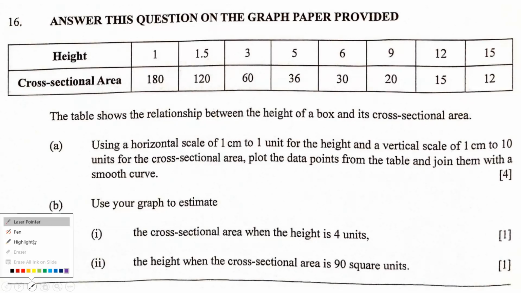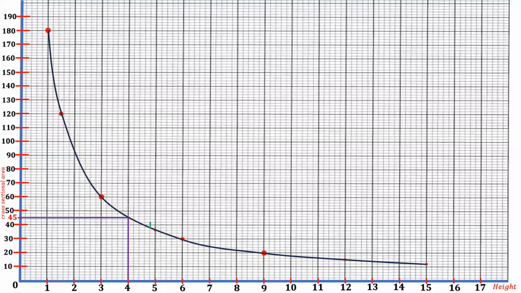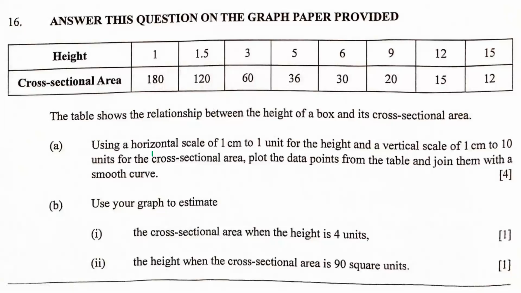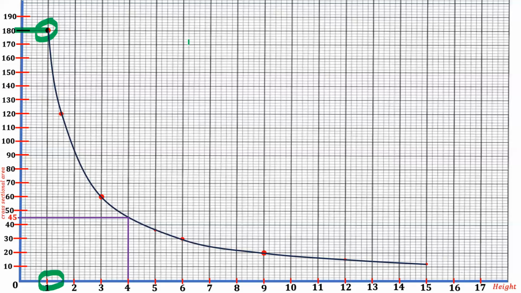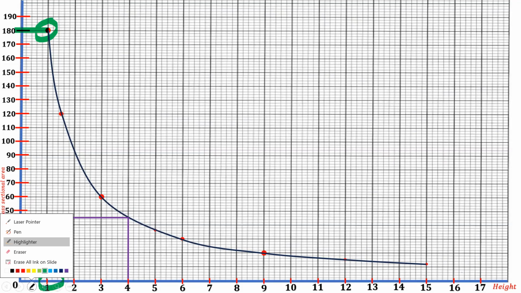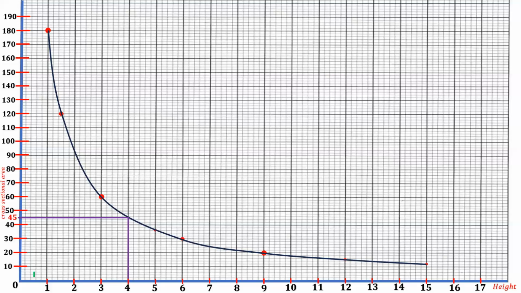So we have the point 1 and 180. Here I'm going to show you the finished product, but let's do it step by step. So that's going to be where that point is right now. And then what else we have? 1.5 and 120. Before I even get to the points, what I should show you is how I did the diagram first. So remember what they said?